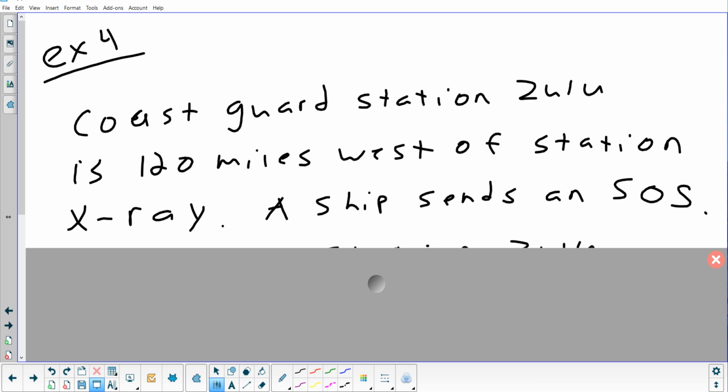Again, the ship sends out an SOS. Mainly they're using some kind of light on their boat. They got a radio, they got the light, their GPS isn't working, and everybody dropped their phone in the water. So they don't know where they are.